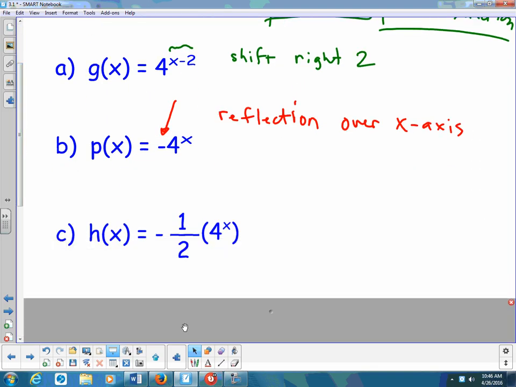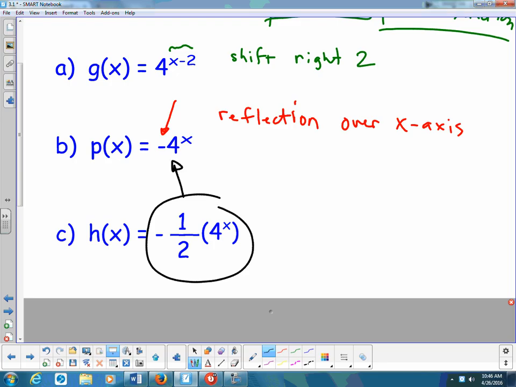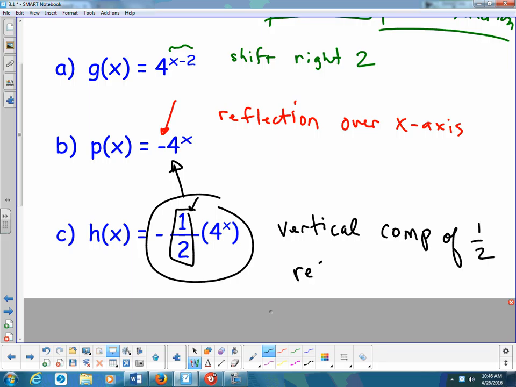This one says negative 1/2 times 4 to the x. Well, this graph is going to look just like this one, except we have this 1/2 here. So what's that 1/2 going to do? Well, if your function is getting multiplied by 1/2, then that's going to be a vertical compression of 1/2, along with the reflection, because we still have that negative in front, right? So along with that negative, it's going to be a reflection over the x-axis.